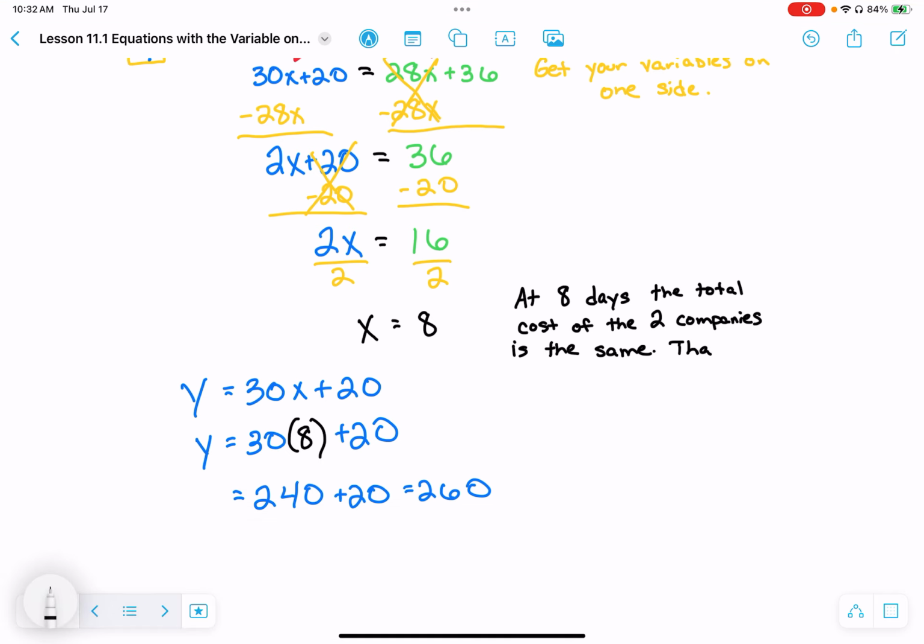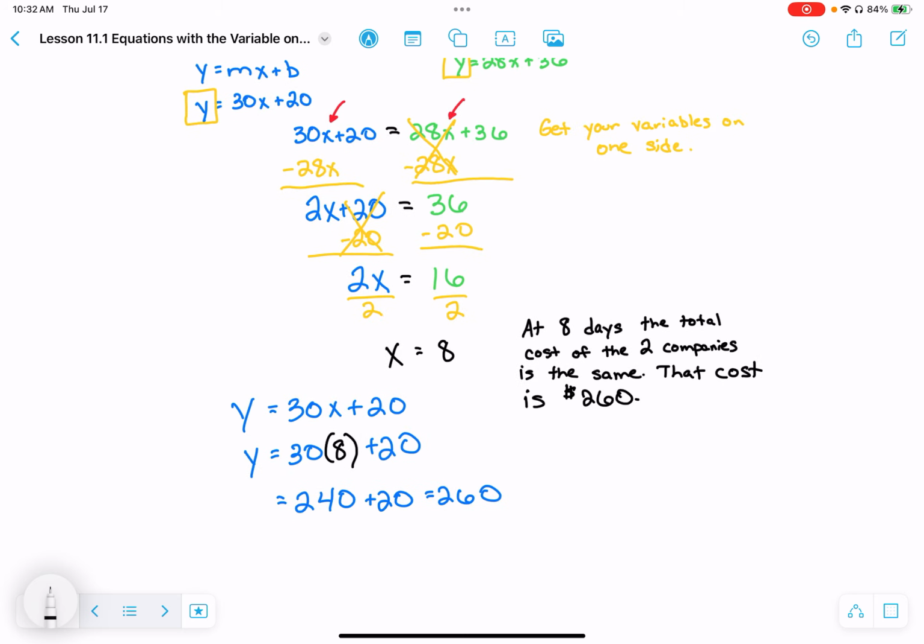That cost is $260. The problem didn't ask us for the total cost, but why not go the extra mile and answer the question that wasn't even asked? After 8 days, both companies will cost $260.